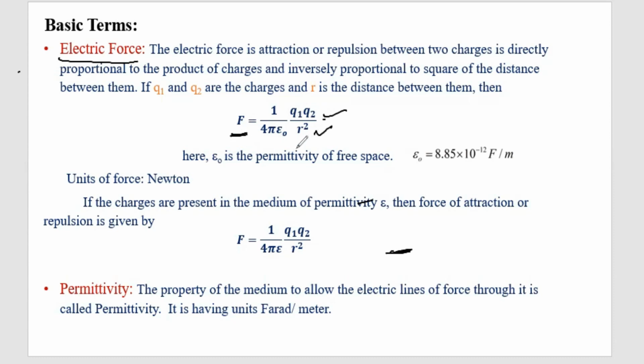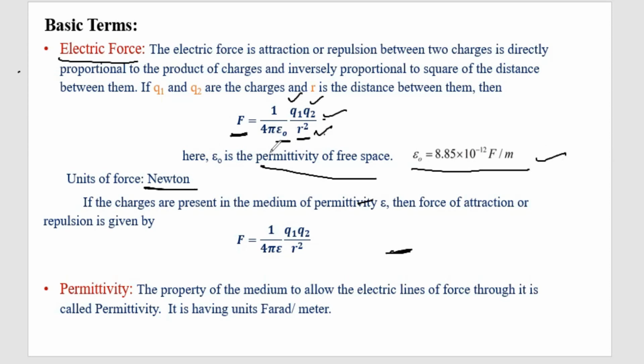So the force of attraction or repulsion between the two charges Q1 and Q2 is given by F is equal to 1 by 4 pi epsilon naught Q1 Q2 by R square, and the unit of force is Newton. It is a vector quantity. Here Q1 and Q2 are the two charges and R is the distance between them, whereas epsilon naught is the permittivity of free space. The value of the permittivity of free space is 8.85 times 10 power minus 12 farad per meter.